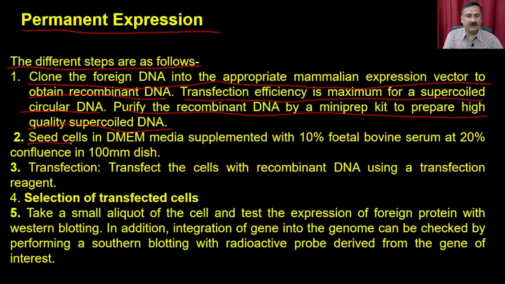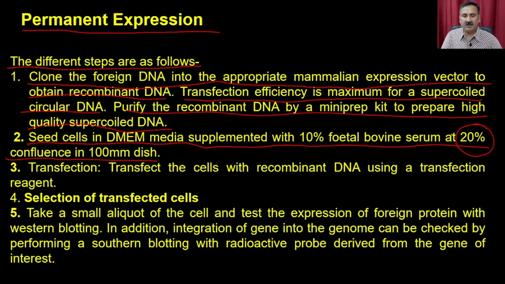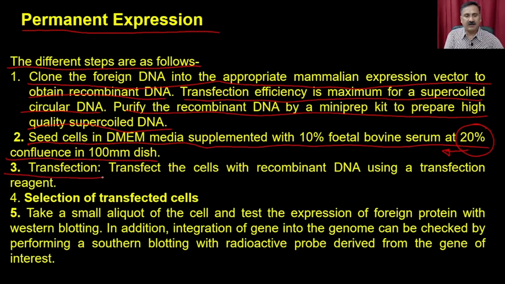You seed the cells in DMEM media supplemented with 10% FBS at 20% confluency in a 100 mm dish. I'm sure many of you don't know what 20% confluency means. It means the cells cover 20% of the area of that particular dish. Then you can do the transfection. Transfect the cells with the recombinant DNA using transfection reagents. You can use lipofectamine, you can use PEI-based transfection, and other methods we have discussed in the previous lecture.